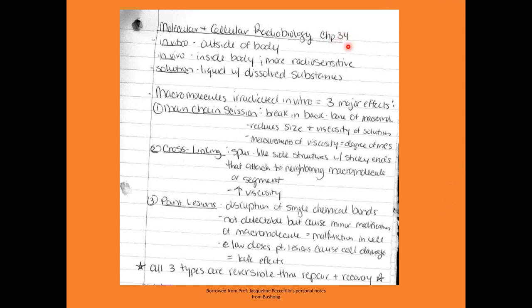It says chapter 34, but this is from a very old version of Bouchon, so please ignore that chapter. In vitro, you need to know, means outside of the body. In vivo is inside the body, and you are more radiosensitive in that state. And then a solution is a liquid with dissolved substances. For your test, you really don't need to worry about that. It's these two guys right here that you need to focus on, the in vitro and the in vivo.